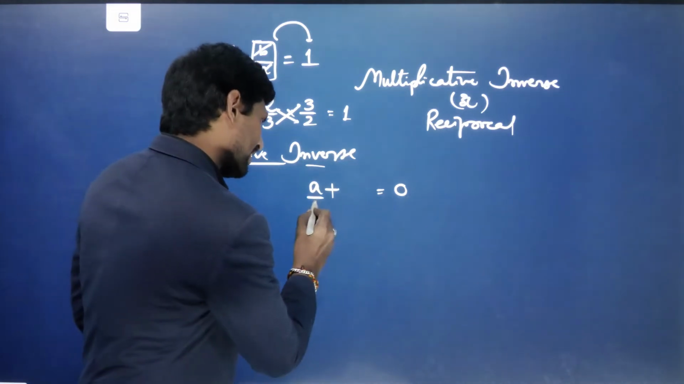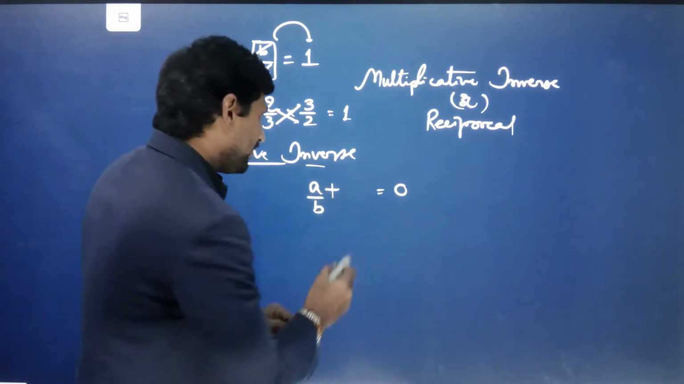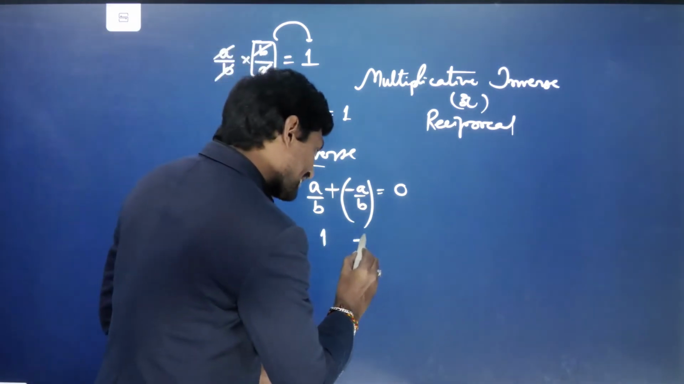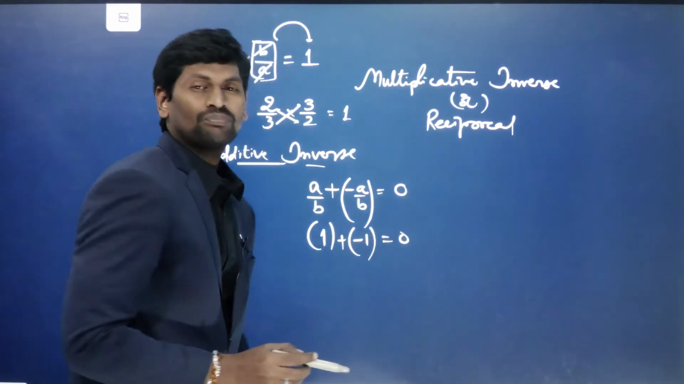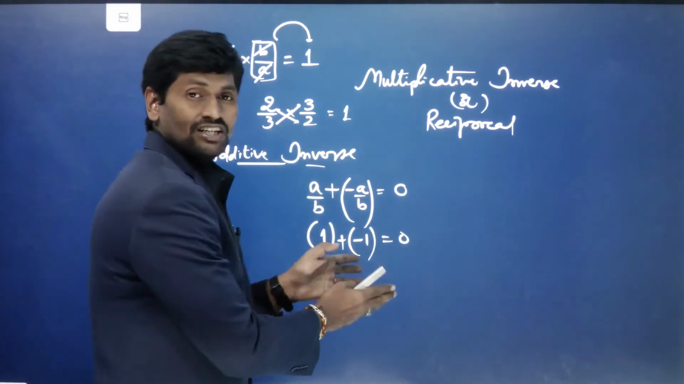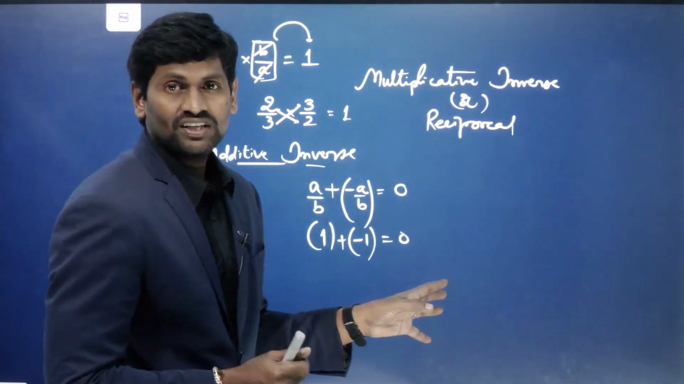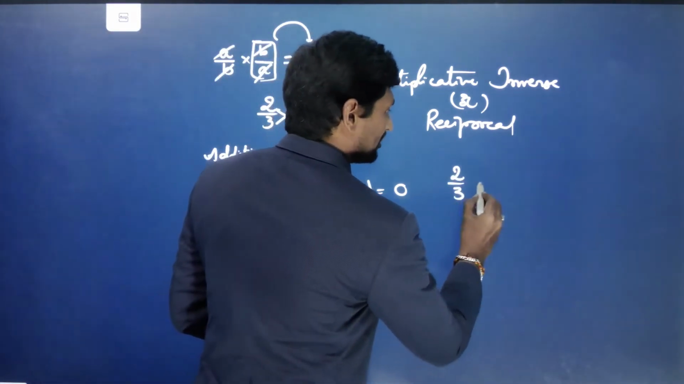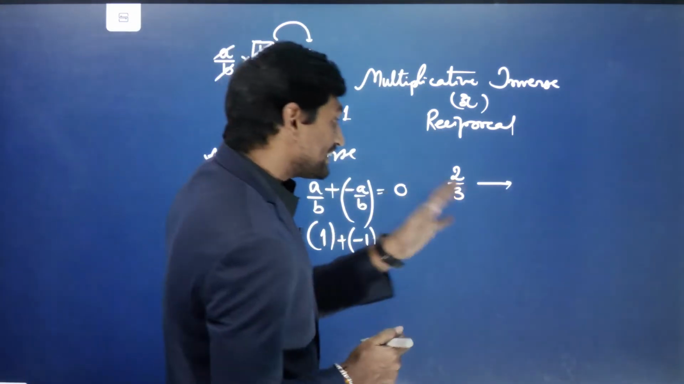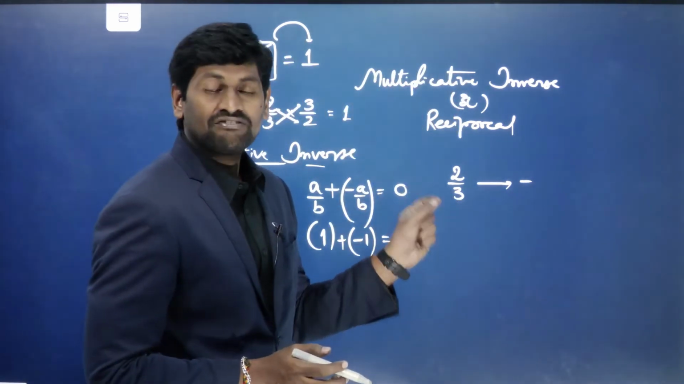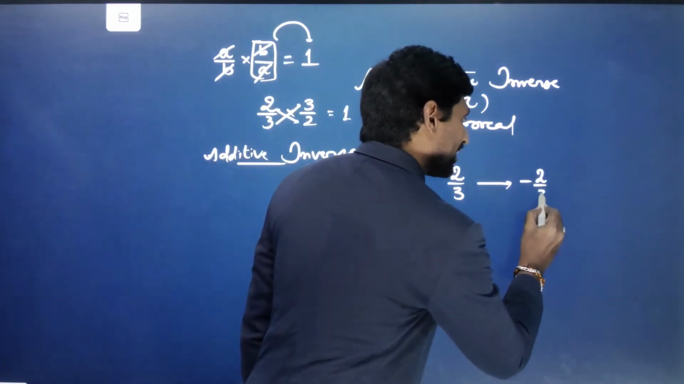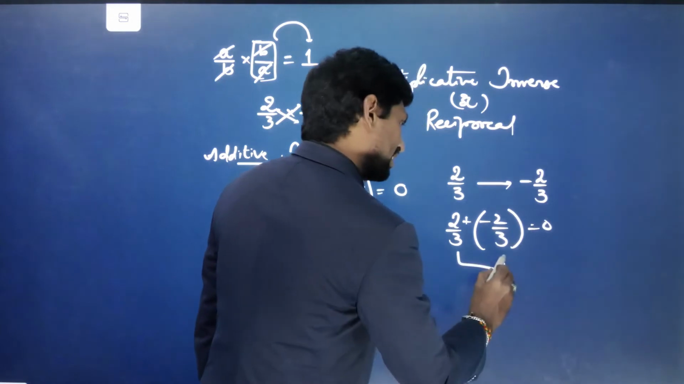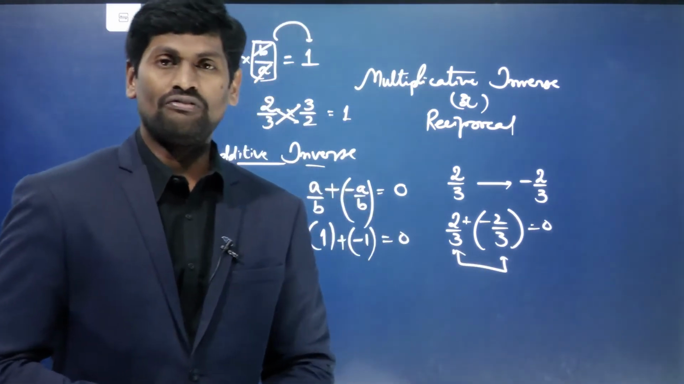For example, I am taking a number a by b. What number should I add to a by b to get 0? So simply minus a by b, because for every positive integer there exists a negative integer whose sum is 0. Then each of the numbers is called additive inverse to the other. So additive inverse is nothing but changing the sign. In such a way, for every positive rational number or positive fraction there exists a negative fraction. Then their sum becomes 0. Then each number is called additive inverse of the other. Okay?